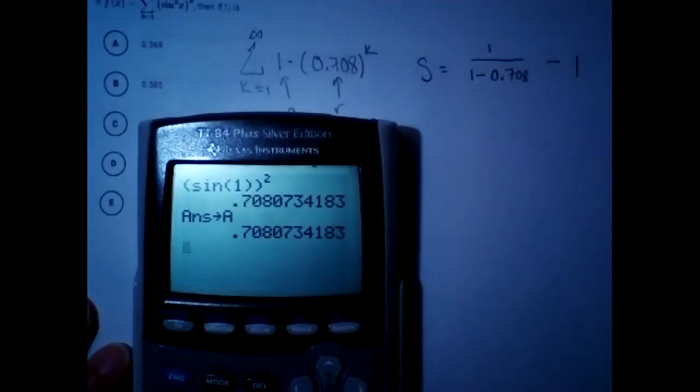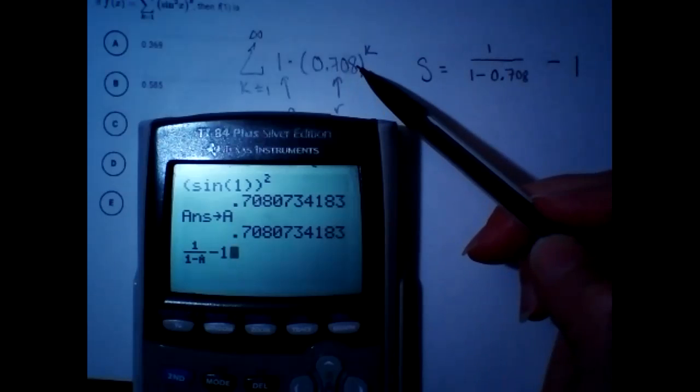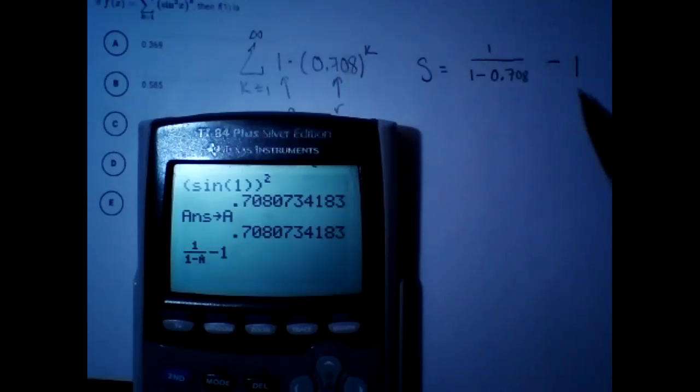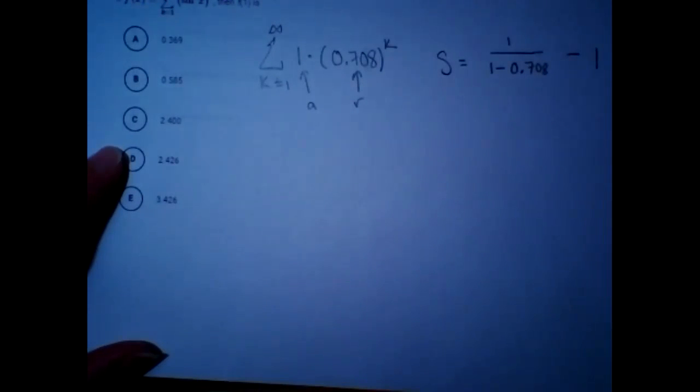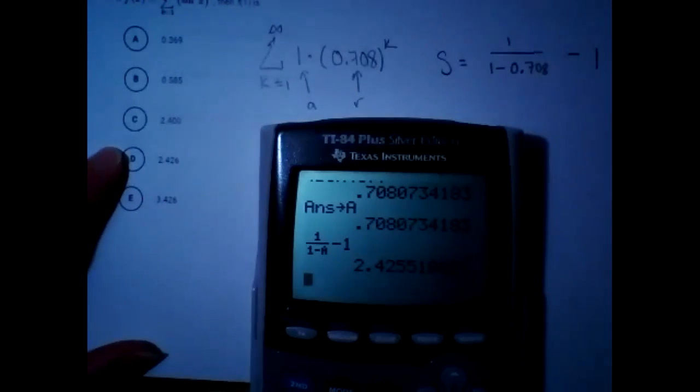So typing this in the calculator is going to give me my answer. So it will be 1 over 1 minus that stored value, and then subtract 1. So this problem was really weird because you had to store this decimal and then also subtract off one of the missing terms. So this one was really tricky. 2.425. And so that one is D. Oh, no, I'm sorry. Did I say that right? Yeah, 2.425. All right, so D.